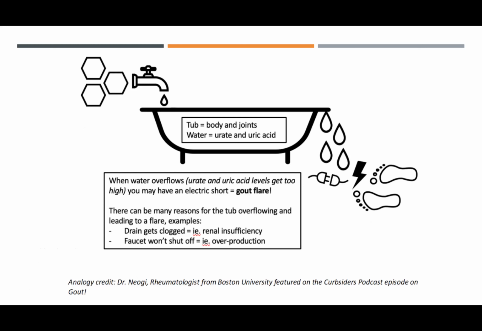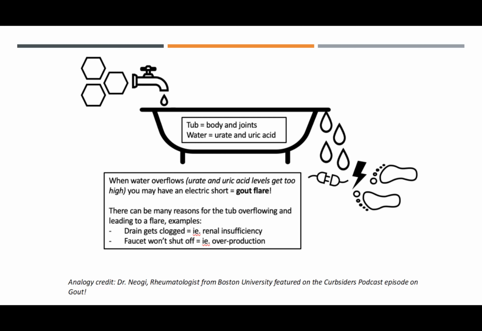And then this is an analogy that I ripped off basically from Curbsiders, just because I think it's a very astute presentation of what is happening in a gout flare. So the tub is your body, your joints. The water in the tub is your uric acid level. And either you're having too much production of that water, which would be like overproduction, over consumption of uric acid, or the drain is clogged, meaning you can't excrete it, like renal insufficiency. And once that water level gets too high, it shorts out a nearby electrical conduit, and that's the gout flare.